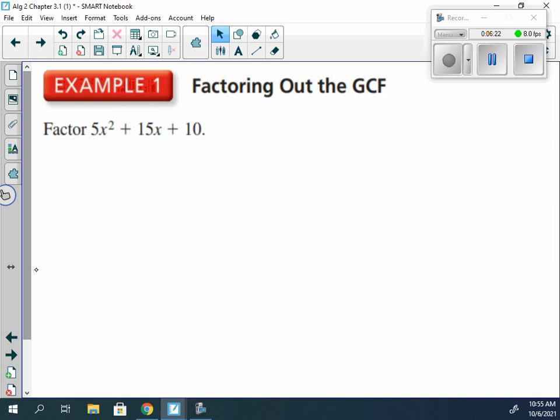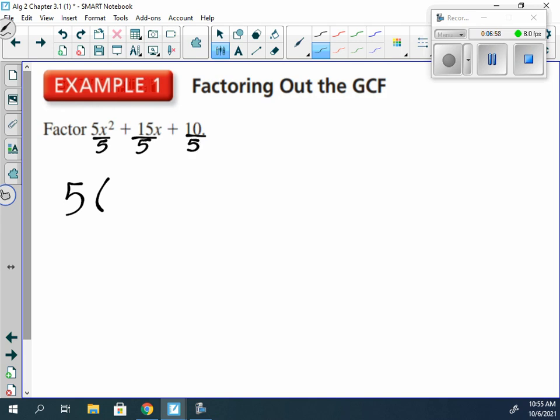So we have 5x squared plus 15x plus 10. Is there a greatest common factor between 5x squared, 15x, and 10? Is there a number that will go into all 3, or a number and a variable? 5. 5, 15, and 10 are all divisible by 5. So we can factor it out. And when we factor it out, what we're doing is really dividing each one of these terms by whatever that is. So we're really dividing each one by 5 to pull it out front.